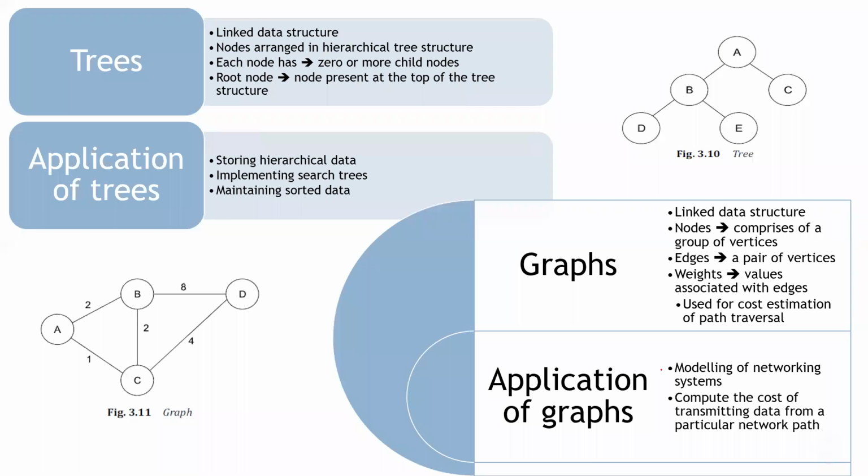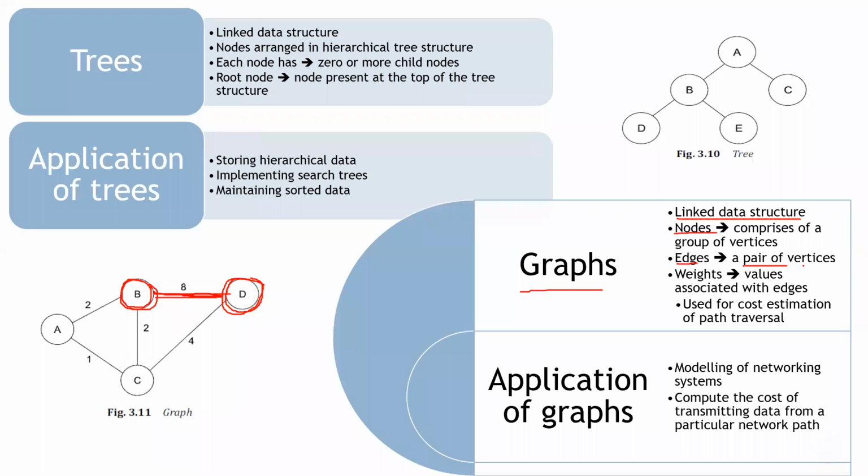Now, the last one in this part is graphs. A graph is again a linked data structure, and again we have nodes in this. Nodes are nothing but the vertices, what we call in graphs. Nodes represent the vertices, and edges are the connecting bridge between two nodes. So here, if you observe, this is an edge. An edge is a connection between two nodes. In this case, what I'm representing is between B and D. B and D are the nodes, and the interconnecting part is the edge.